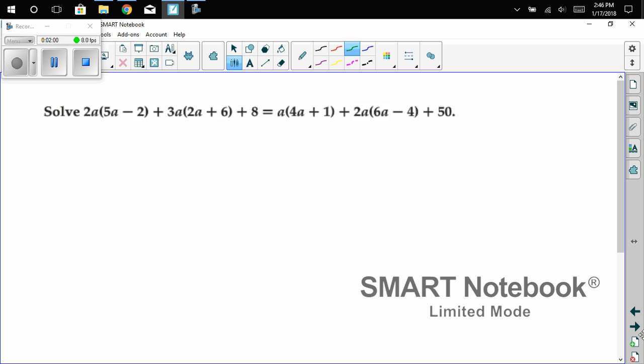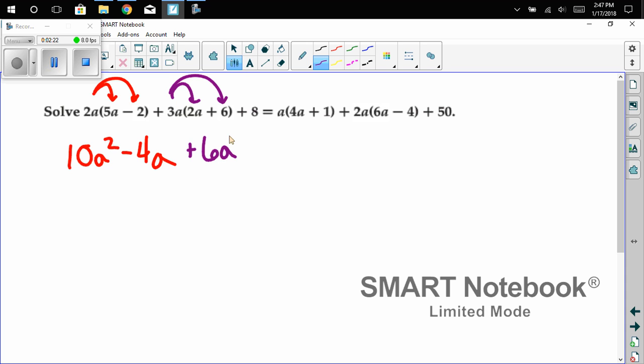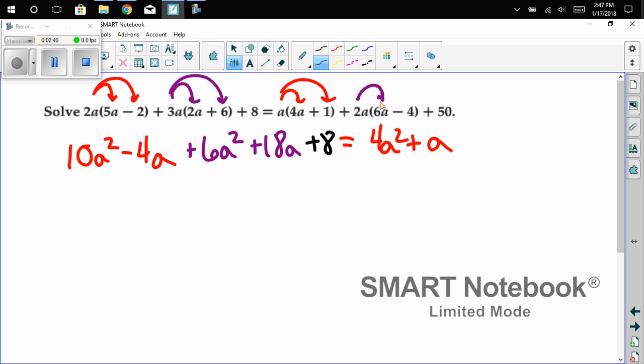Okay, and then solving equations, very similar to solving other equations we've done. It's just this one looks a little bit longer and has some multiplication stuff in it. So just go one by one here. So we're going to distribute those. It's going to be 10a squared minus 4a. Distribute this one. It's going to give me plus 6a squared plus 18a. And then the plus 8 is just on the end. Go again. So we got 4a squared plus a. I got 12a squared minus 8a. And then just the plus 50 on the end.